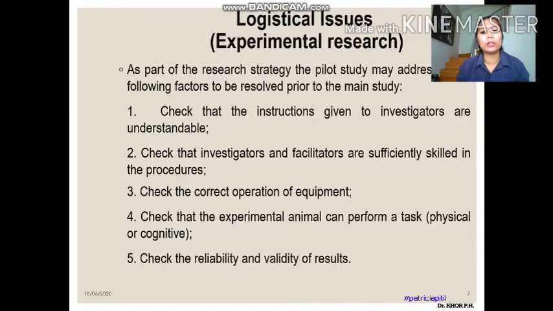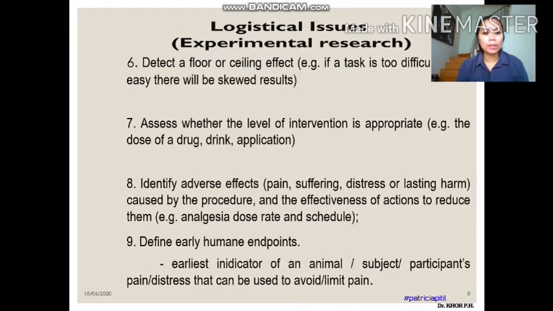And check the correct operation of equipment. Equipment not really that hard, but if it is lab, so you have to ensure that lab equipment is operational. Animal task tidak ada. Nombor 4, tak ada haiwan yang digunakan. And then check the reliability and validity of the results. At least we know the machine, the result will be reliable. Okay, right? And you can read on your own, right?